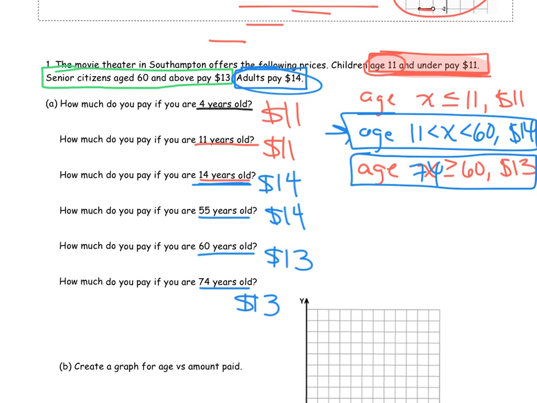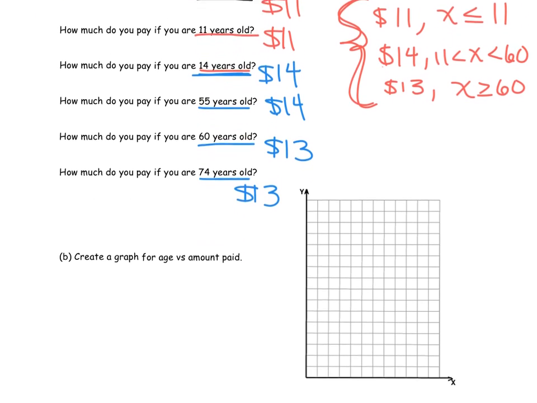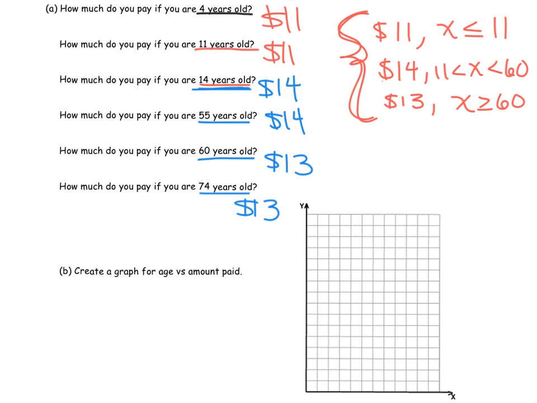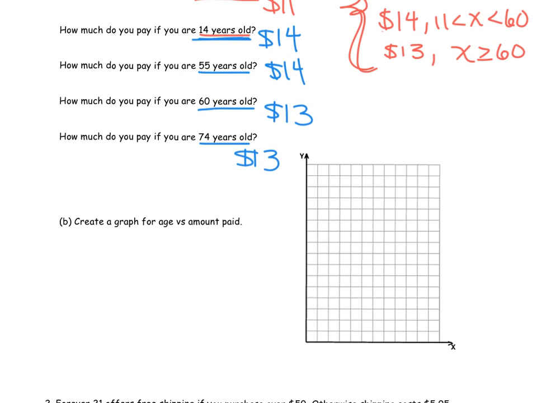I already made us a little piecewise function to look at on the side. So we wrote that right here. We're actually going to graph this. So the amount we pay was $11 if I'm less than or equal to 11. Well, I'm first going to make my axes. The x-axis will be age in years, and the y-axis is going to be cost in dollars. I wrote it on the side, but it should be along the y-axis.